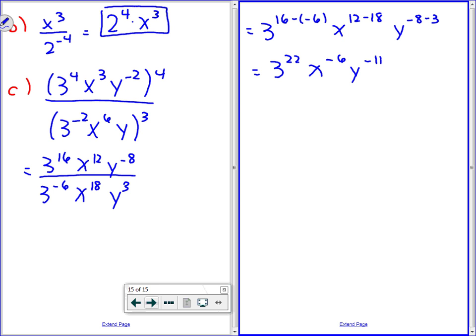Now, please be brave and ask if you don't understand where those came from. Please be brave, because this is the fundamental learning of today. It's right here on the board. Nate, that's a no? Okay, so what happened, Nate, was I just did the top for each one, minus the bottom. 16 minus negative 6, 12 minus 18, negative 8 minus 3.